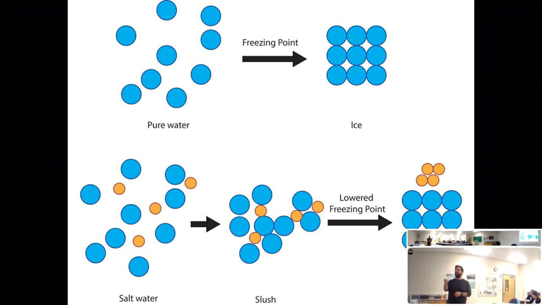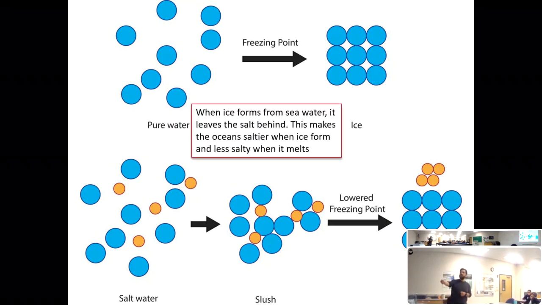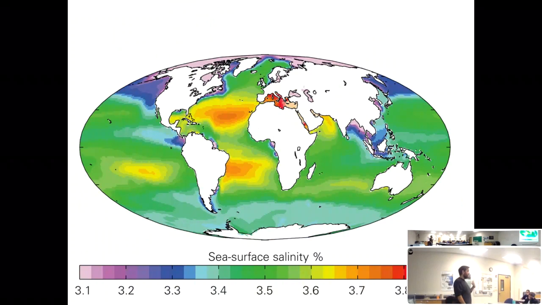So there you go. Pure water freezes. Salt water will turn into kind of a slush, and then it's going to form pure ice with no salt in it, and it's going to leave the salt behind. Okay? So when ice forms from seawater, it leaves salt behind. This makes the ocean saltier when ice forms and less salty when it melts. And so the opposite will happen when it melts.